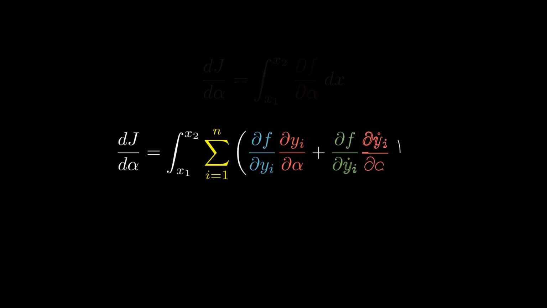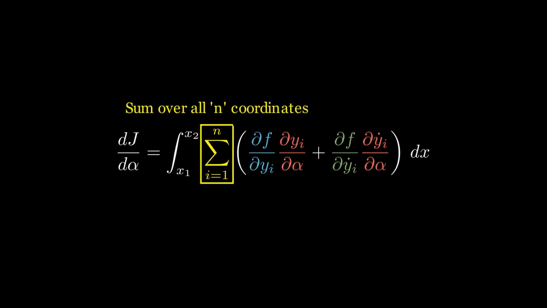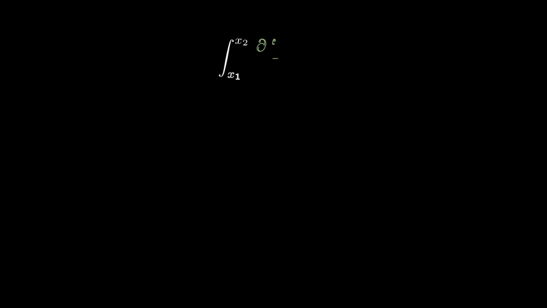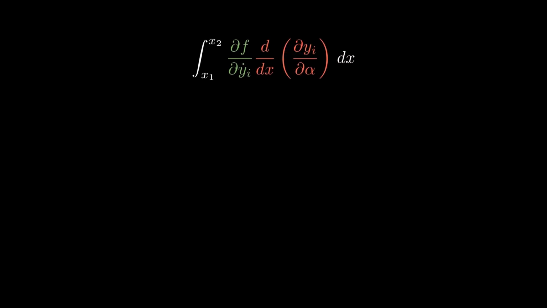The variation of J with respect to parameter alpha is calculated just as before. But now we must apply the multivariable chain rule to differentiate the integral. We sum over all n variables. We yield the following result for dJ by d alpha. We can use the exact same integration by parts trick for the second term in the summation because the differentiation with respect to x and alpha commute. Integrating the second sum by parts yields the following.